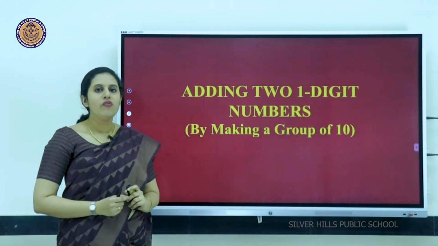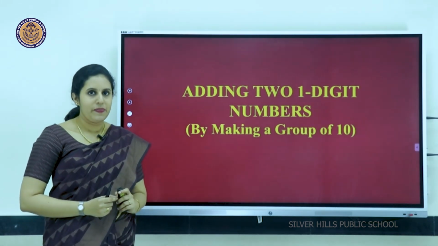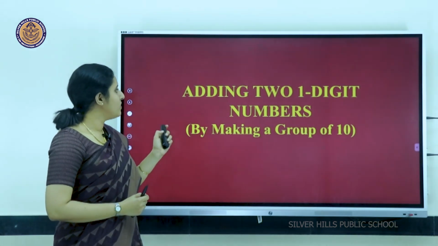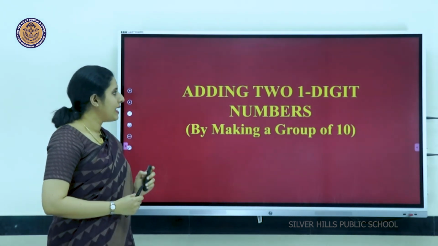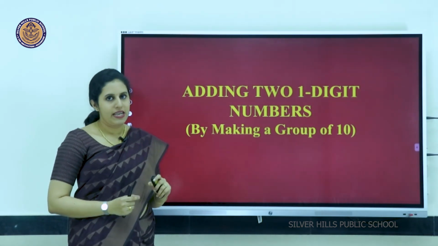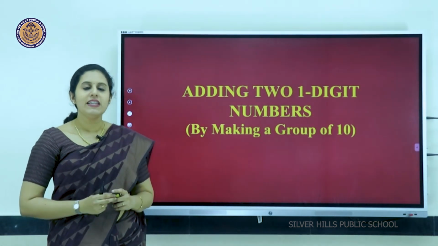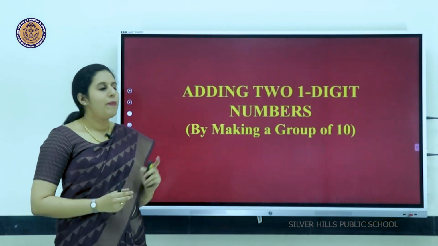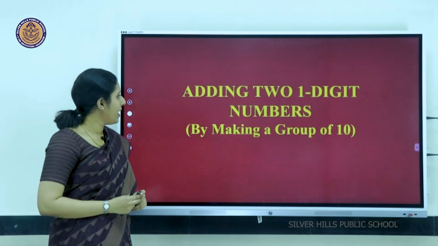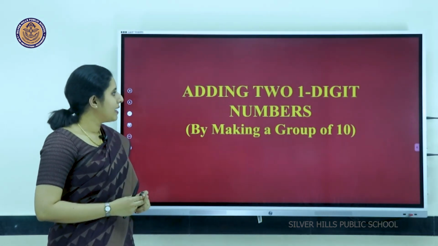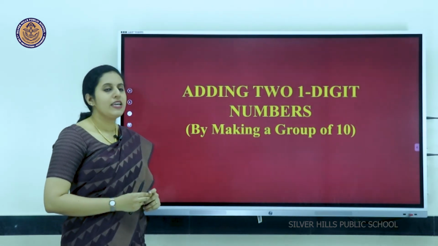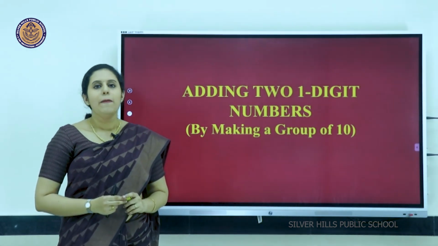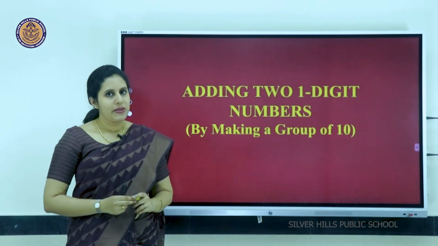Now we are going to see the chapter. Now we are going to see adding two one-digit numbers by making a group of 10. So far we have seen methods like counting on and using your fingers to count, but this will be something new for you, and it is by making a group of 10. Here you are going to add two one-digit numbers by making a group of 10.